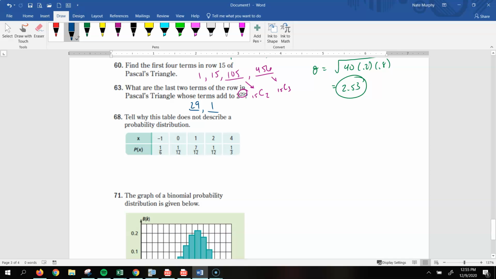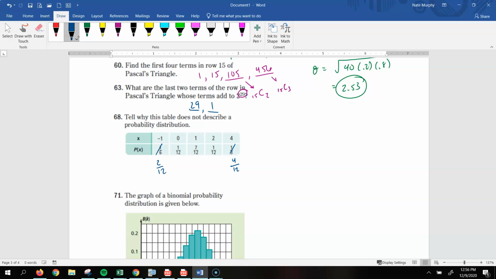All right, number 68, tell why the table does not describe a probability distribution. In order for us to do that, remember, in a probability distribution, the probabilities have to add up to 1. This is hard because they have different denominators. So I'm going to change this 1/6 to have a common denominator with the 12s. So 1/6 is the same as 2/12. Same thing with 1/3. I'm going to multiply that by 4 to get 12 in the denominator, and so I'd multiply the numerator by 4 as well.